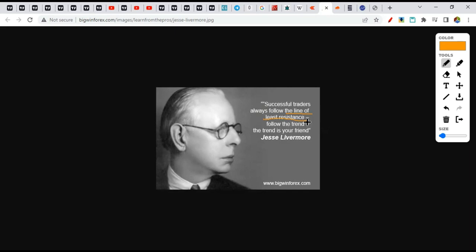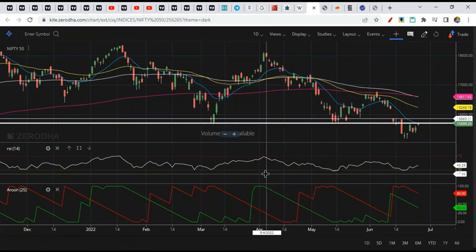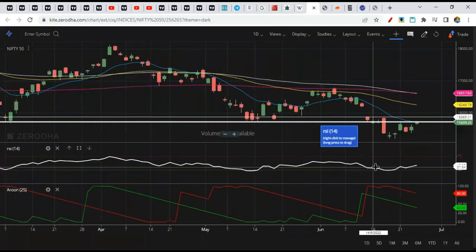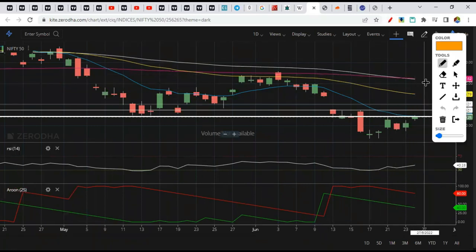Okay, so next point is on the indicators. So let's talk about the indicators now. Based on indicators, what we can see here is Nifty has pulled back to a short-term moving average. This blue line is a short-term moving average called 13 EMA. Then this is 48 EMA, the pink line is 200 EMA, and the red line is 100 EMA. So here we can see that Nifty has pulled back to the short-term moving average 13 EMA, as per our last week's analysis.